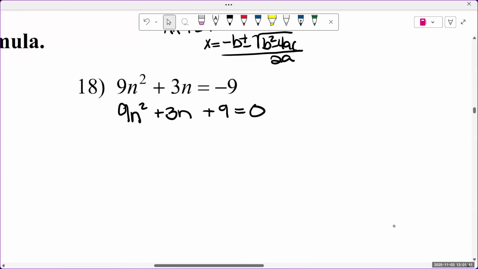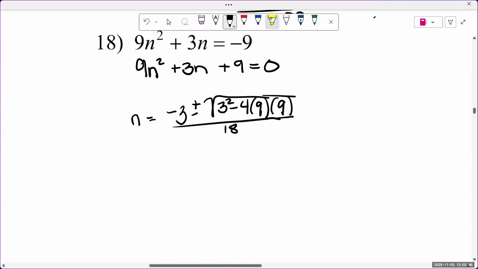Okay, number 18. So we are solving with the quadratic formula. So we need to move the -9 over to the left. We add 9 to both sides. It becomes +9 on the left from the right. And now we need to plug this into the quadratic formula.